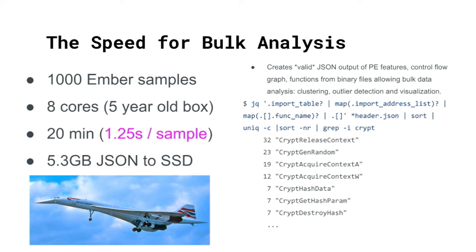Like if you want to look for all functions that were called with crypt in the name, just run jq over all those files, grab it. Or you can take that JSON, throw it into Postgres, Elasticsearch, Mongo, whatever's on the horizon, put it on the blockchain, and that's it. It's great. It's freaking super fast, super stable.